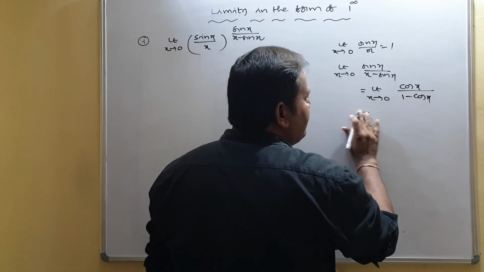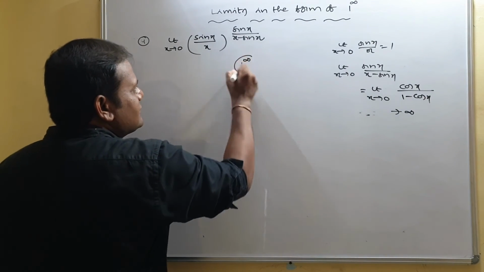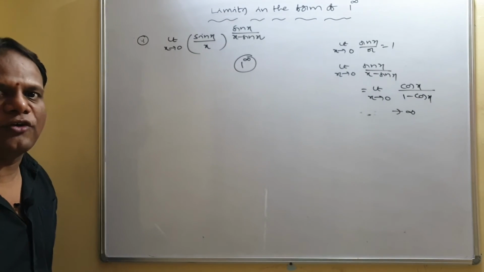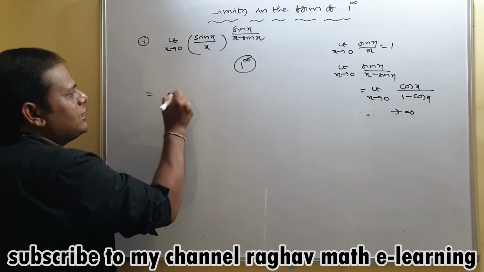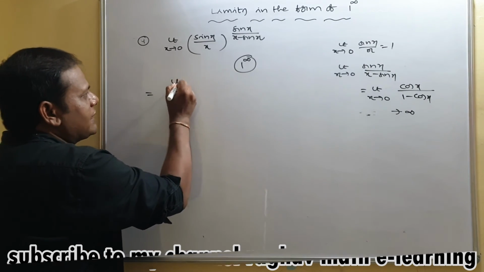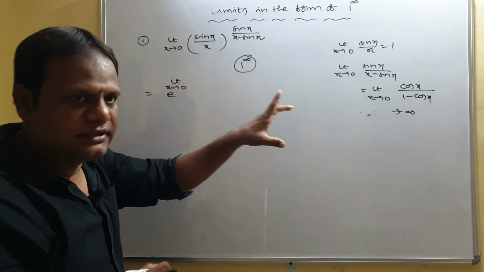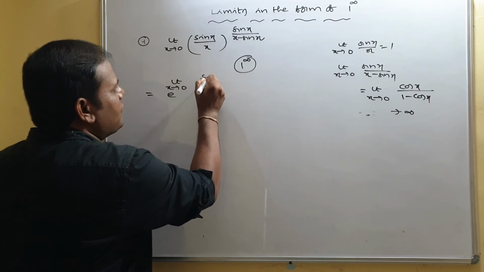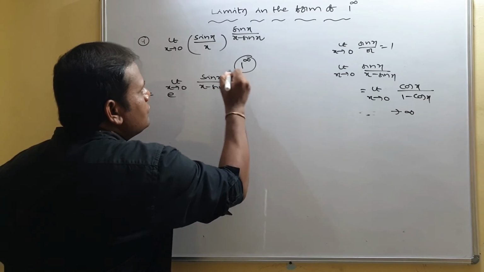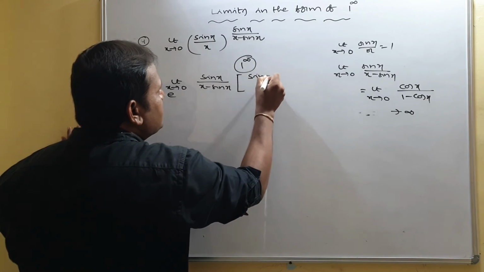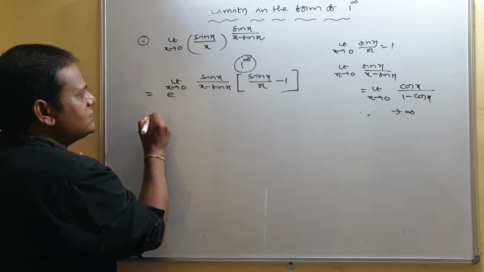So it takes the form 1 power infinity. Yes, so this is in the form of 1 power infinity. So we apply our formula. That is e power limit x tends to 0, power into (base minus 1). So what is the power? Sin x by (x minus sin x), into (base minus 1). What is the base? Sin x by x, minus 1.